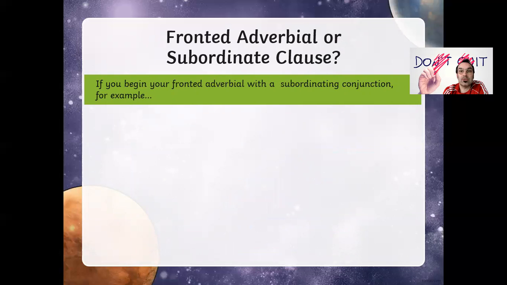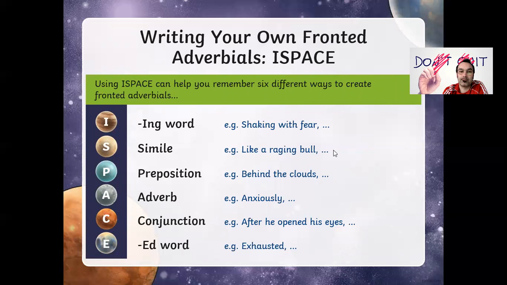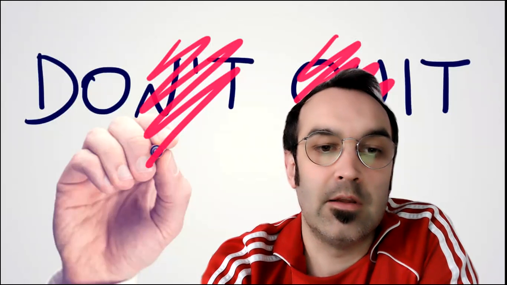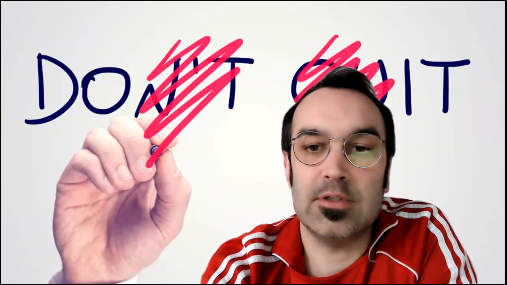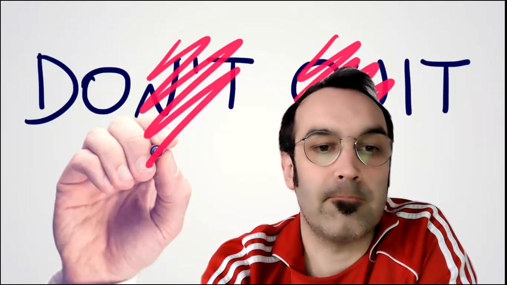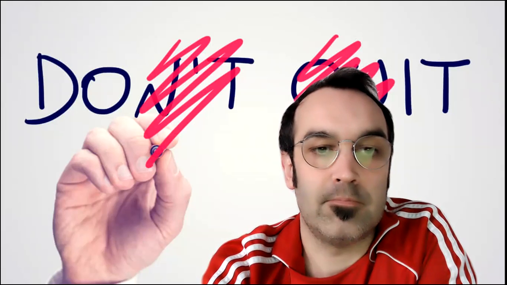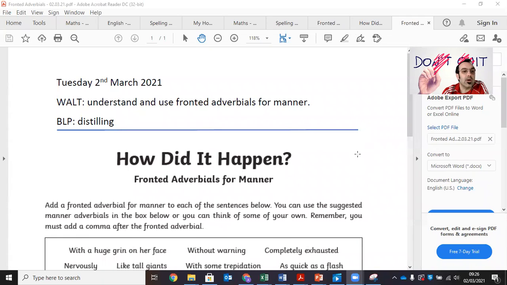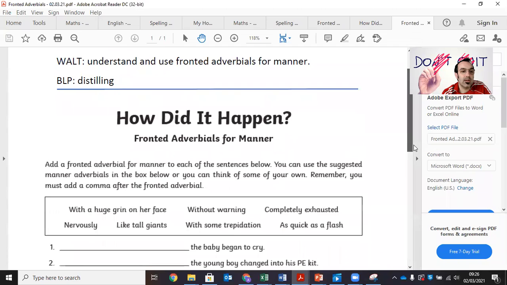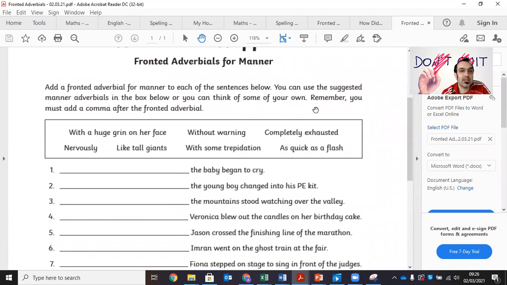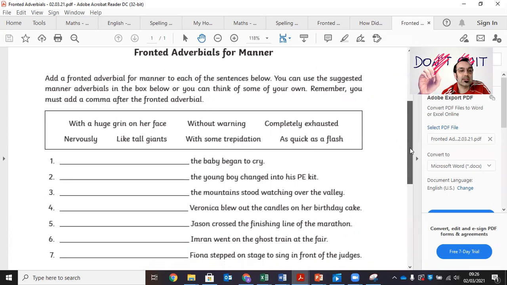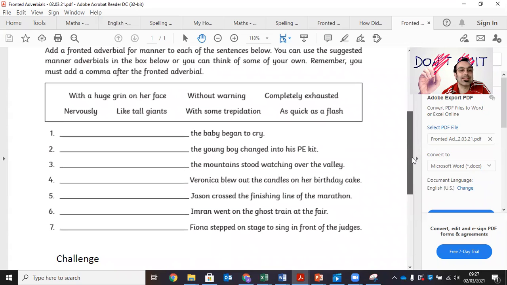So we're going to stop there. And I will just show you today's work. Here we go. So how did it happen? So what I would like you to do today is read the fronted adverbials here of manner, and you have to pop them in to the right sentences. So you've got to make sure they make sense, boys and girls.